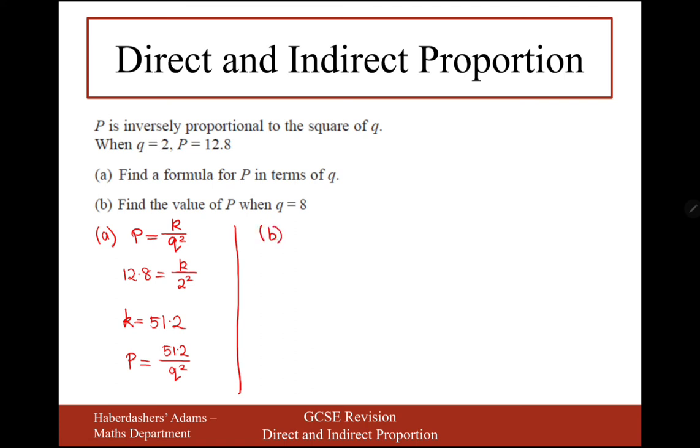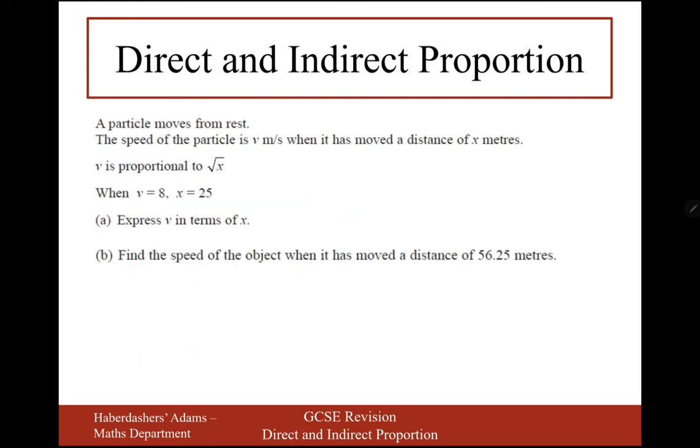Moving on to part B, find the value of P when Q is 8. So P equals 51.2 divided by 8 squared. Divided by 8 squared. And we get 0.8. Lovely, there we are. So that's the answer to that question there. Let's now move on to the next one. Pause the video and give this one a go.